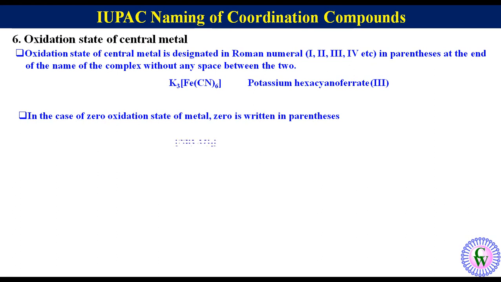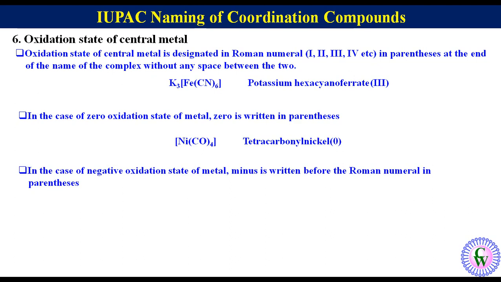For example, Ni(CO)4. Its IUPAC name is written as tetracarbonylnickel(0). In the case of a negative oxidation state of the metal, minus is written before the Roman numeral in parentheses. For example, in Na[Co(CO)4], the oxidation state of cobalt is -1. So the name is written as sodium tetracarbonylcobaltate(-1).